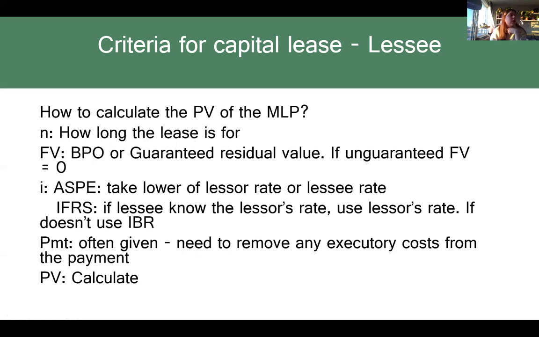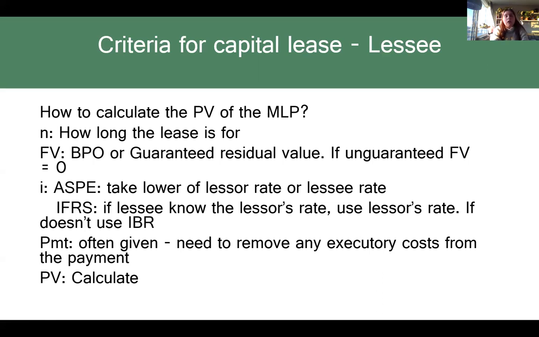So how do you calculate the present value of the minimum lease payment? I put the criteria here, like all the information, but it's your present value formula. And for the N, you're putting the lease term. For the future value, if you have a bargain purchase option, so if you can buy it at a lower price, or a guaranteed residual value at the end of the contract term, you're going to put that amount there.